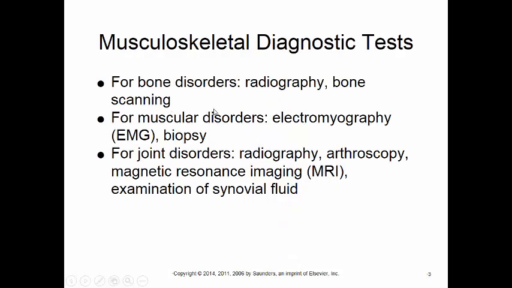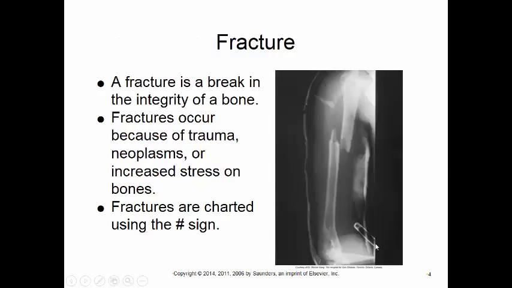So just going along with some diagnostic tests for bone disorders, we typically look at radiography, which is x-rays, and bone scanning. For muscular disorders, we can do a biopsy or electromyography. And then for joint disorders, we can do radiography, arthroscopy, where we go in and look inside the joints, and MRIs, which are magnetic resonance imaging. And we can examine the synovial fluid to see if there's bacteria or something in there.